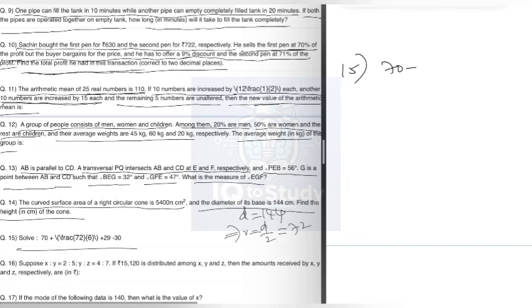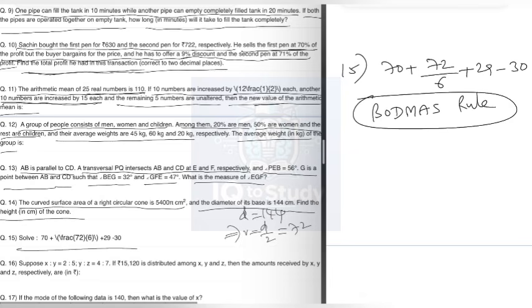Solve 70 plus 72 by 6 plus 29 minus 30. Use BODMAS rule. 70 plus 12 plus 29 minus 30. 70 plus 12 minus 1, which is equal to 81.